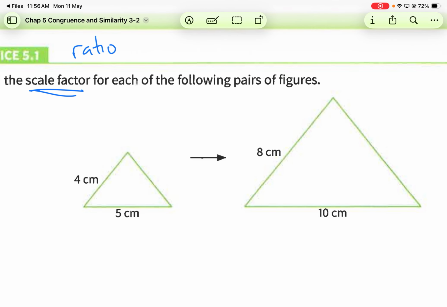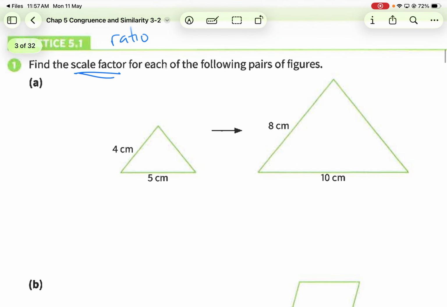they tell you this shape becomes this shape. So you can see that 4 multiply 2 becomes 8, 5 multiply 2 becomes 10. So the scale factor is 2. And how do we get this 2? We take this one, which is the original, and this one, which is after enlargement.